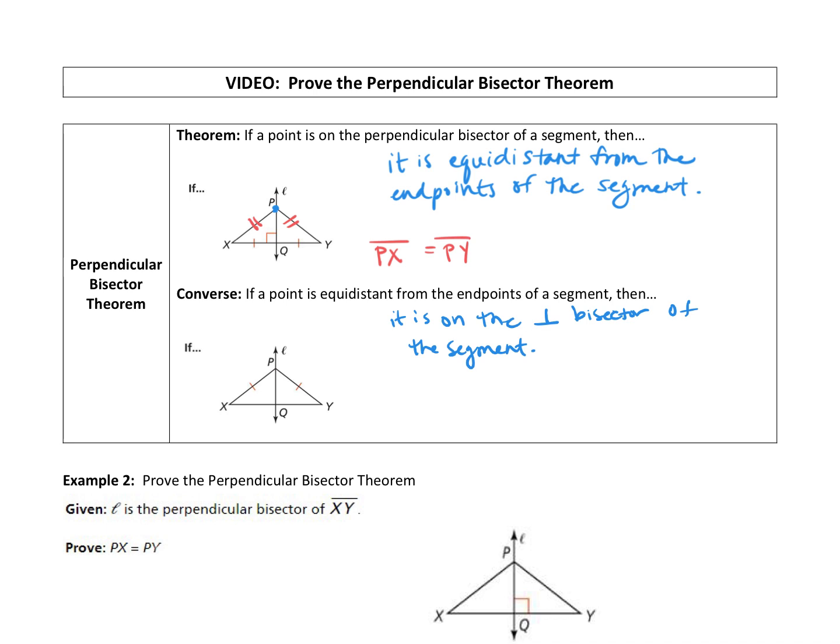So then we know that XQ will be equal to YQ, and that XY is perpendicular to line PQ.